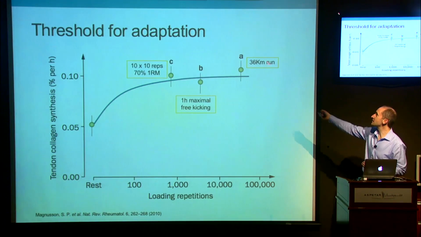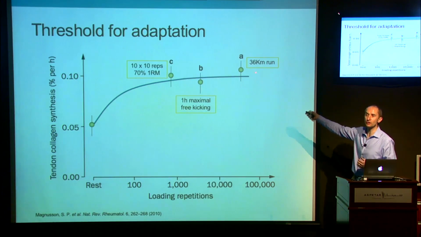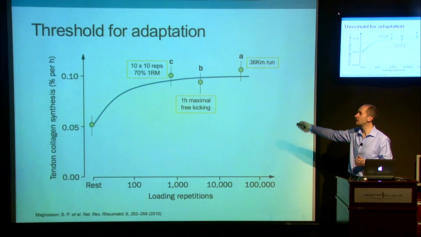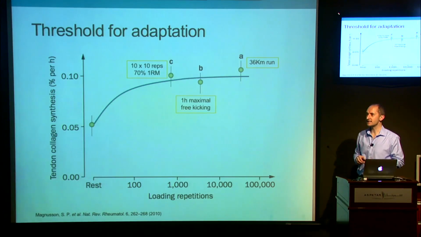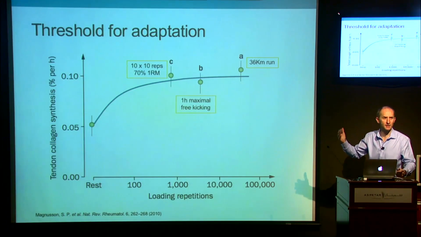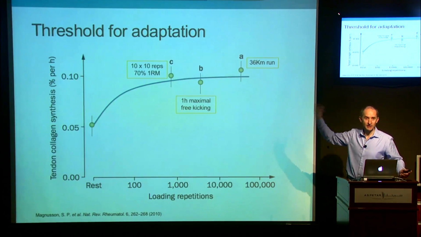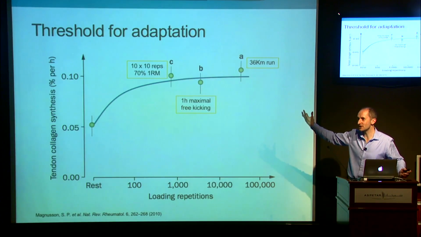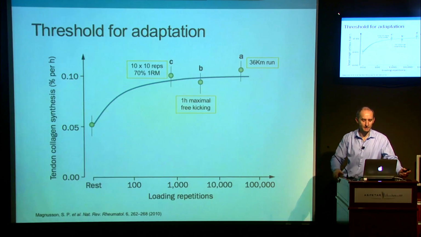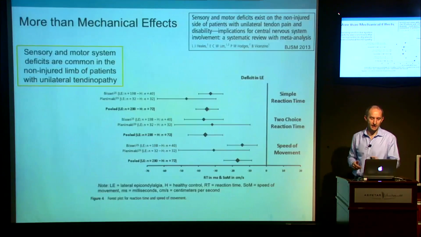And so you can imagine the amount of tissue degradation you're going to get after a 36-kilometer run versus after this 10 sets of 10 repetitions, which is still quite high, I would argue. It would have been interesting to do a similar study of about something like 3 sets of 6 repetitions at maximal load. I think we might have seen similar adaptations. So what's the threshold for adaptation?